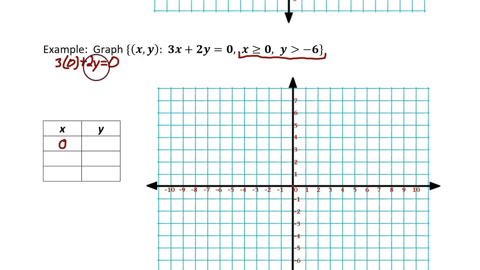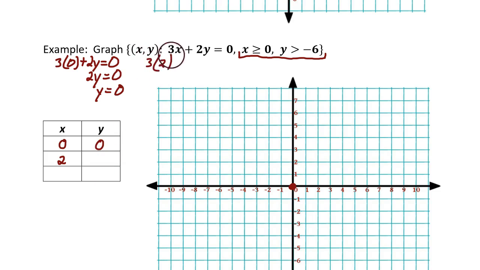3 times 0 is 0, so this makes 2y equals 0, and y equals 0. 0 is greater than negative 6. 0, 0 is a dot on our line. Let's choose another number for x, perhaps 2, and see what the corresponding y value is.